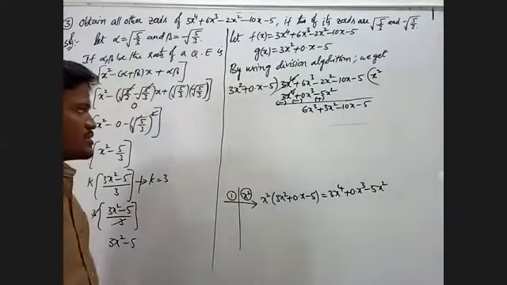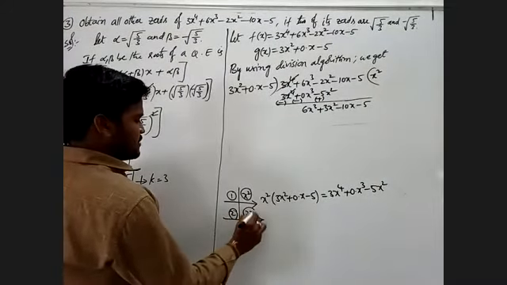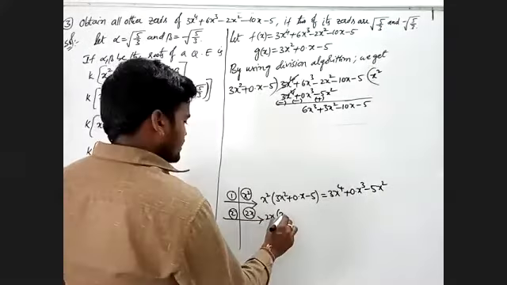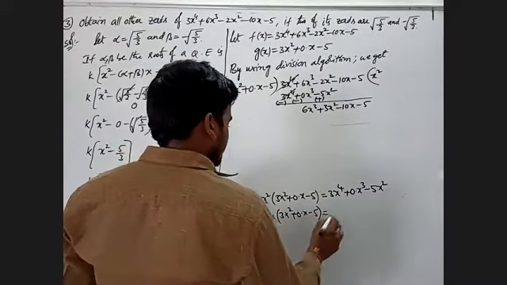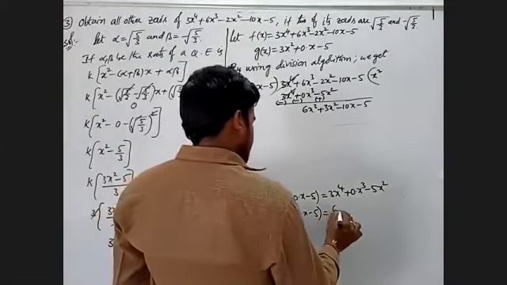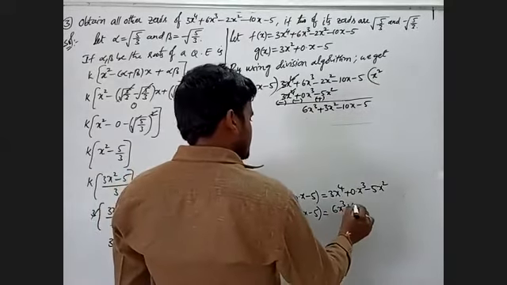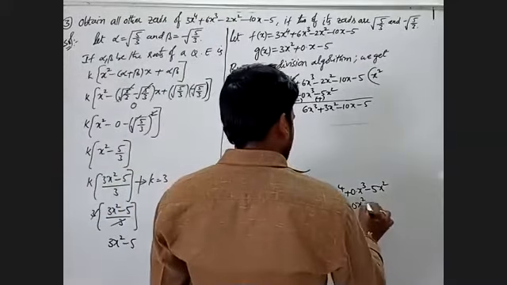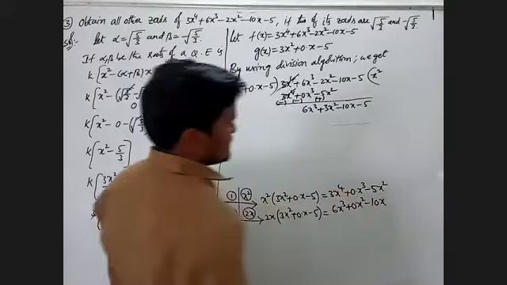Now I am going to step 2. That is, step 2 can multiply by 2x. That means, 2x into 3x square plus 0 into x minus 5. That I will write. 2, 3, 6, x square into x is x cube plus 2 into 0 is 0. Again, x into x is x square. After that, minus 5 into 2, then into x will become 10x.